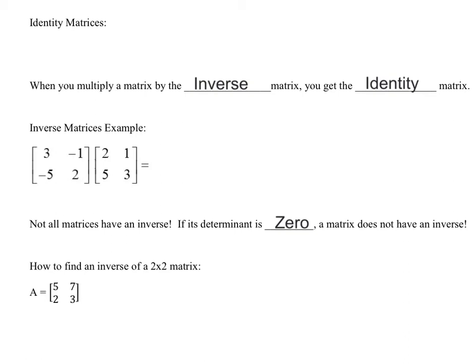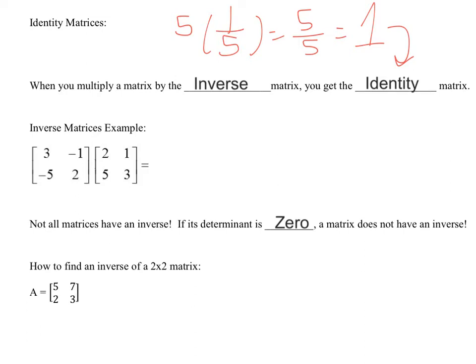All right, so when you multiply a matrix by its inverse, you get the identity matrix. This happens for numbers as well. If I multiply 5, the inverse of 5 would be 1 over 5. And when I multiply those together, I get 1. And 1 is the identity of multiplication, normal multiplication.